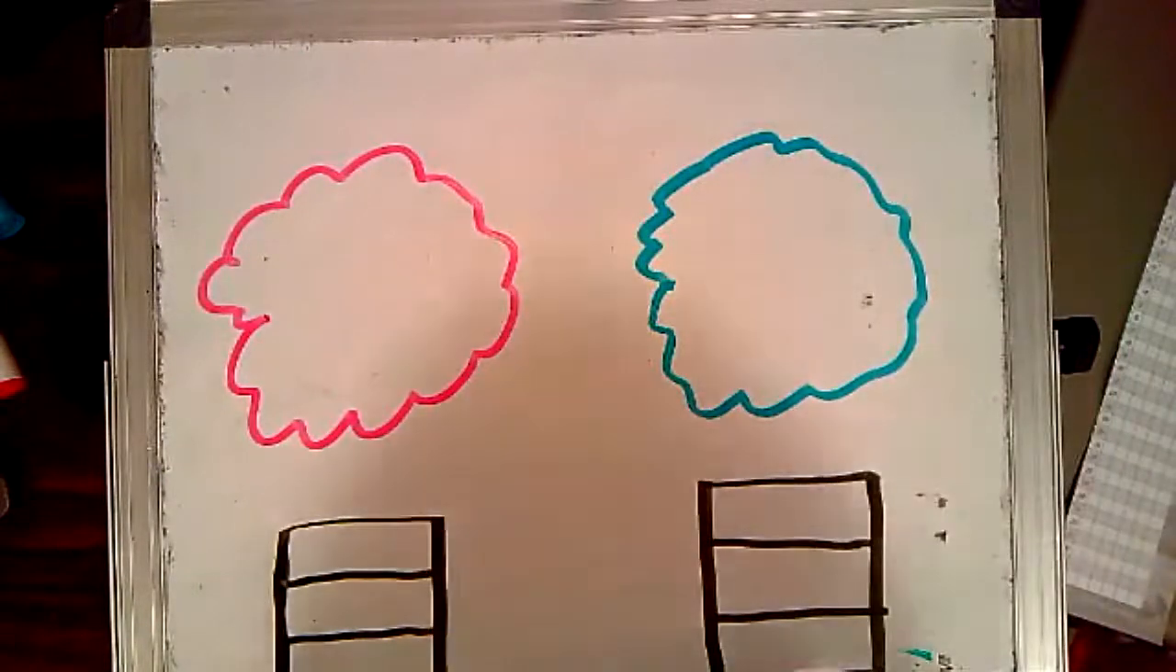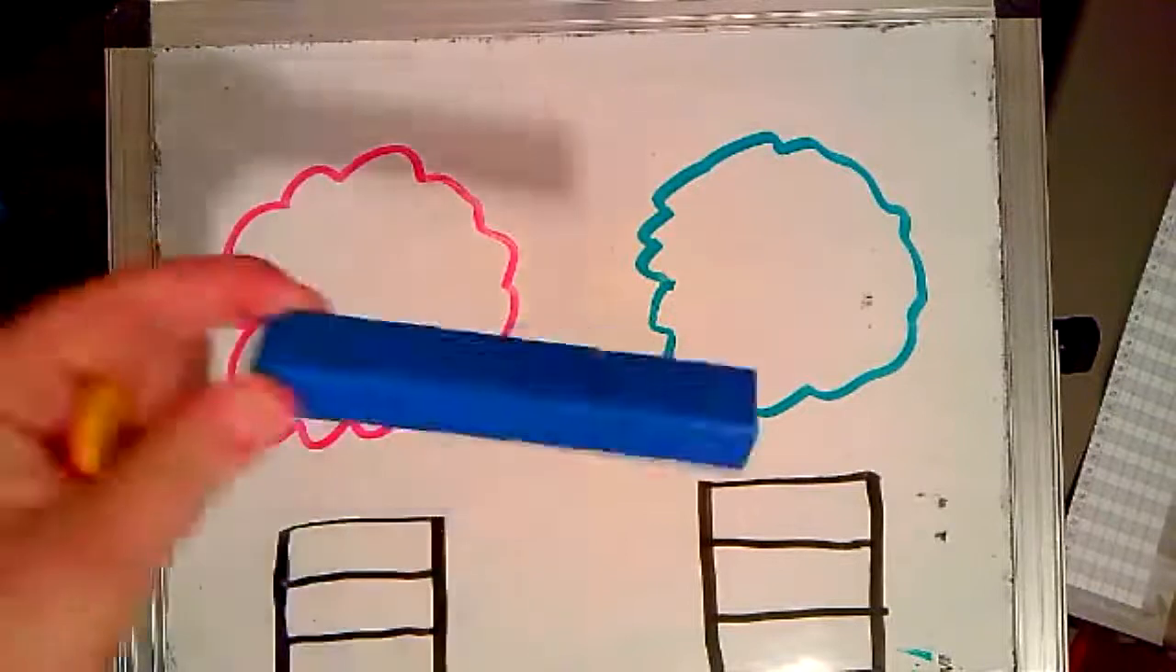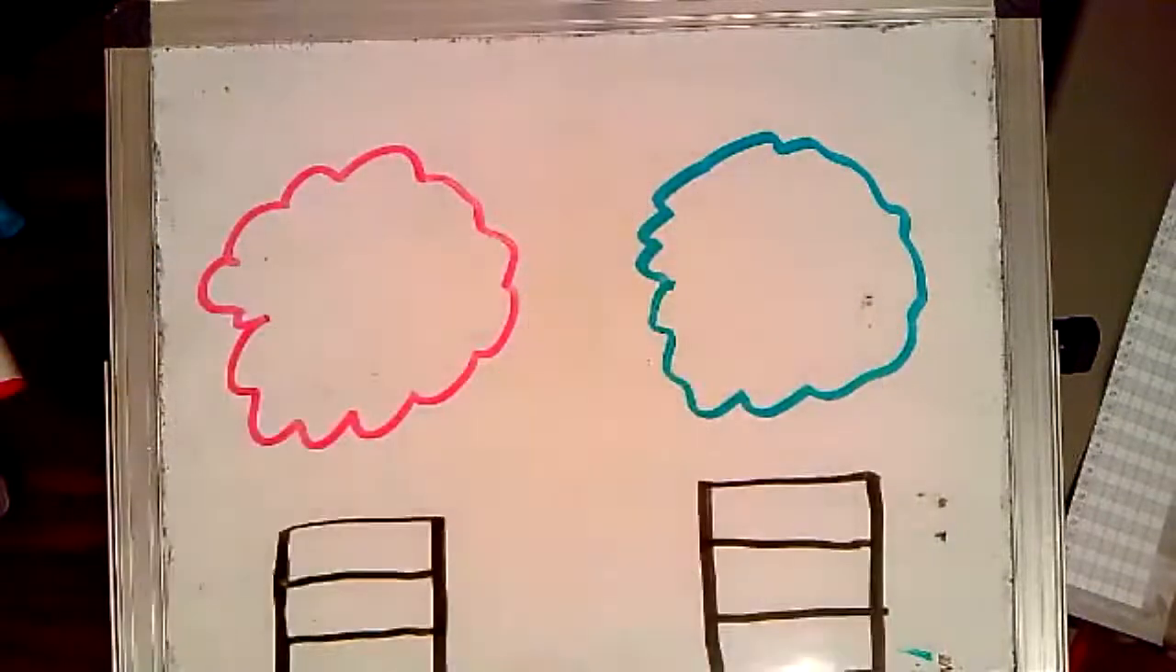So again, remember when we're using counters, you can use anything around the house. So you might have rice, you might have pasta, you might even have blocks that look like this that you can separate. You can use maybe little tiny pebbles outside, pencils, erasers, anything, paper clips. So today I'm going to go ahead and show you.